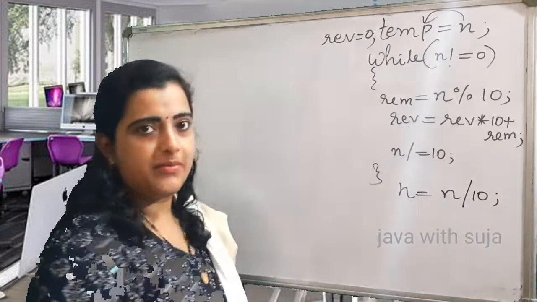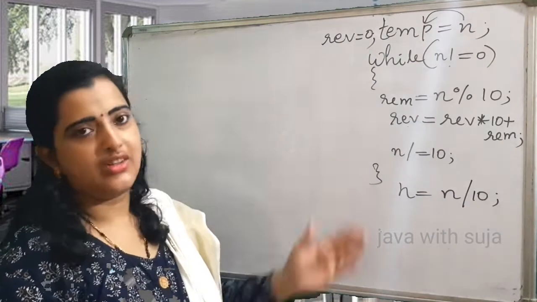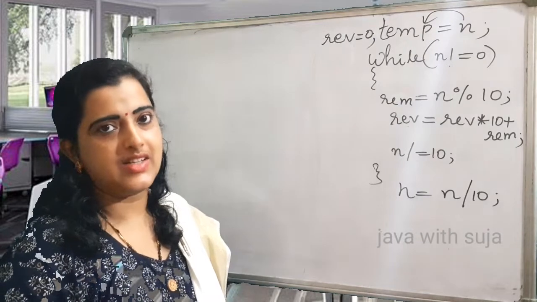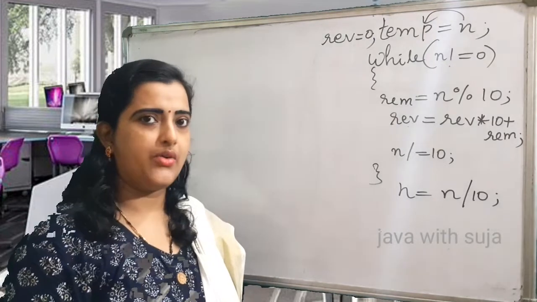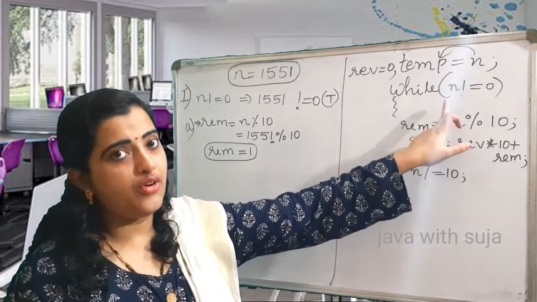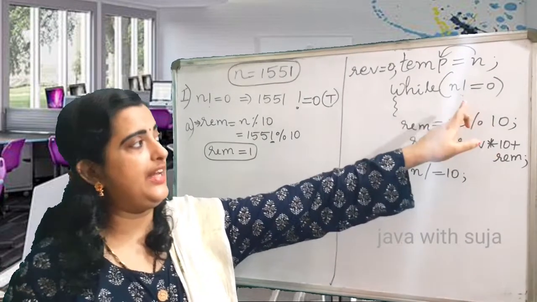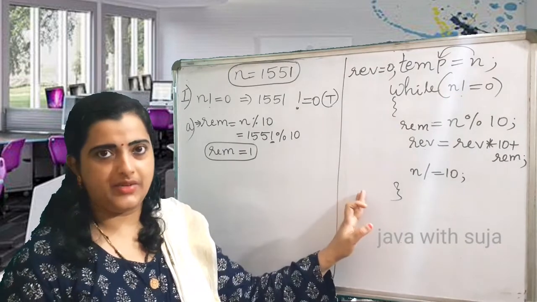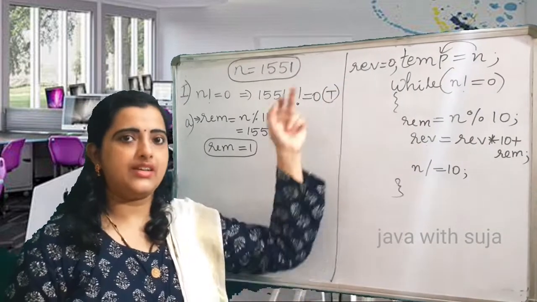This is our updation statement, which means all the required parts are present in this current code. Now let us see how this program will work. Here the condition given is n should not be equal to 0. When n becomes 0, our loop will terminate. Till then this loop will repeatedly iterate.